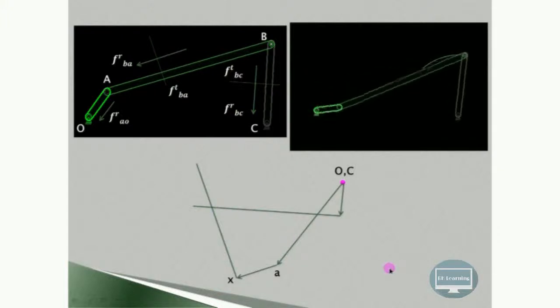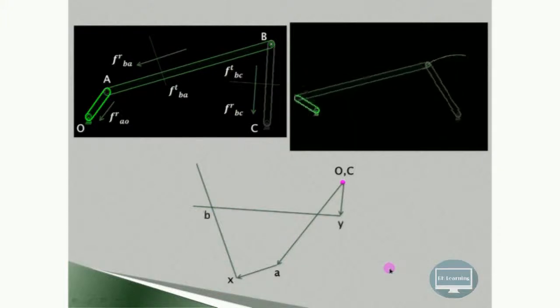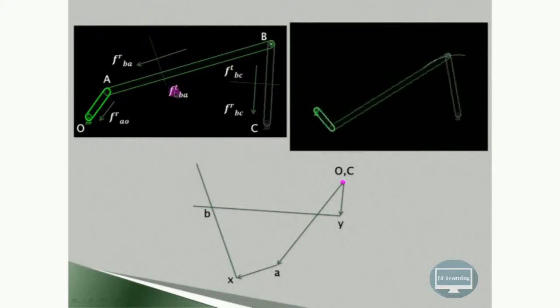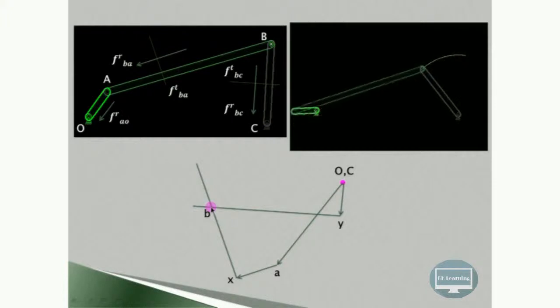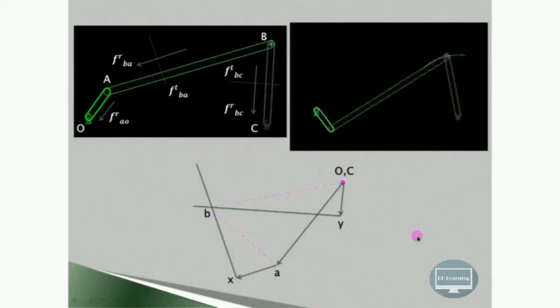Wherever they intersect, that common point of intersection is nothing but B. So this tangential acceleration of B with respect to A and this tangential acceleration of B with respect to C have the point B common in them. So this point of intersection is nothing but point B. Now join AB, representing the resultant acceleration of link AB. Similarly, join BC, representing the resultant acceleration for this particular link BC.